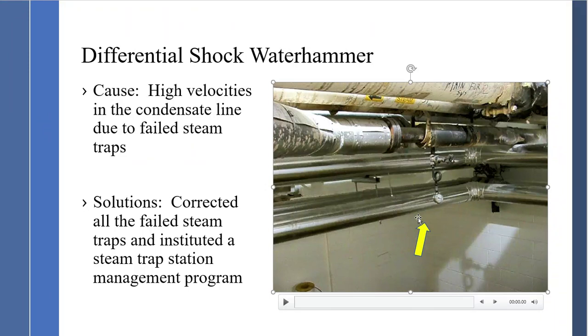And you can see that the supports are damaged and about ready to fail. There were flange failures, a couple weld failures, and the correction was instituting a correct steam trap management program. There were so many steam traps that were failed and blowing steam in there that caused the high velocity in this condensate line.